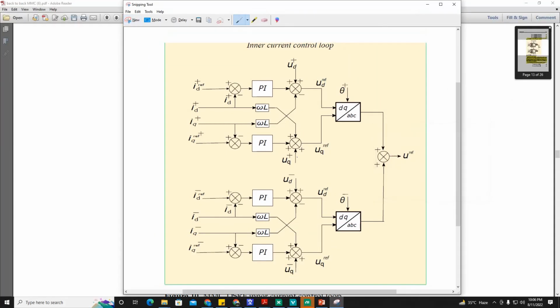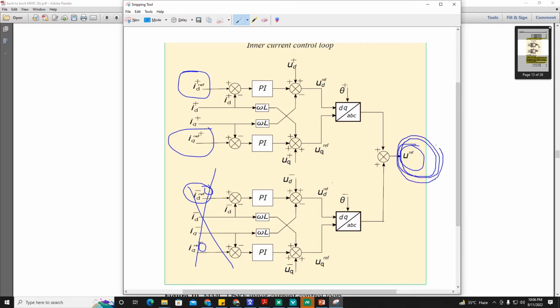unbalanced grid. So here we will make this negative component reference 0. We'll also make this component 0. We will suppress this negative component, eliminate this negative component. All right. This reference component will be coming from the outer loop control. And finally, this reference signal, which is basically UD reference, UQ reference, will go to PWM, the nearest level modulation technique, and then gate signals will go to the rectifier station and inverter station. This is how inner current control basically works.